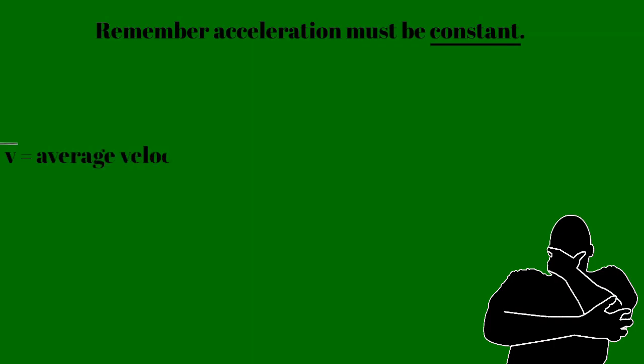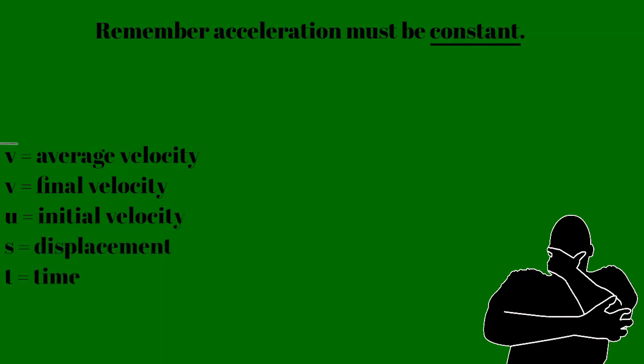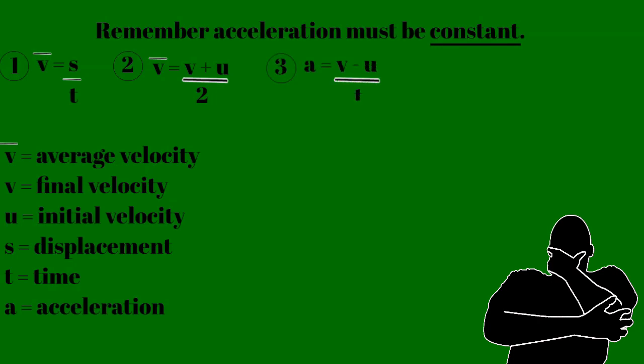V bar will represent average velocity, v will represent final velocity, initial velocity will be represented by u, displacement by s, time by t, and a will represent acceleration. The first equation is an equation for average velocity, and it goes v bar is equal to s divided by t. The second equation is another equation for average velocity, and it reads v bar is equal to v plus u divided by 2. And the third equation is the equation for acceleration, and it reads v minus u divided by t is equal to a.